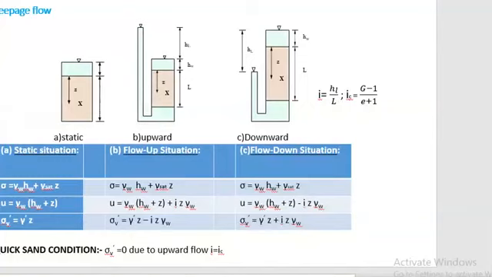Seepage flow. As you can see, it's static, means there is no flow through the soil. And as you can see, there is a head difference. If there is a head difference, then through the soil there will be flow. Here the head difference is here, so the water will pass through like this, through the soil, it will be upward. Here the head is higher on this side, and the water will pass through like this, means downward.